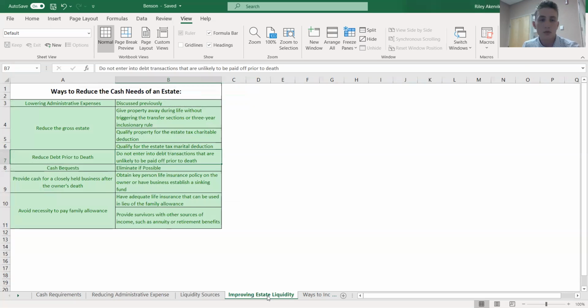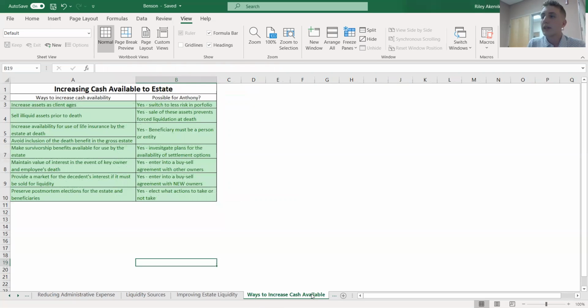All right, now we're going to move on to improving estate liquidity and ways that we can do that. So all of the options below are possible for you, but the most notable that we should bring up here are: one, lowering administrative costs, which we already discussed. Another one is reducing the gross estate by qualifying for the estate tax marital deduction and avoiding the necessity to pay family allowance by having adequate life insurance.